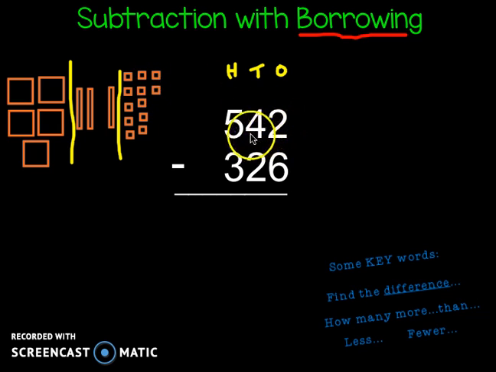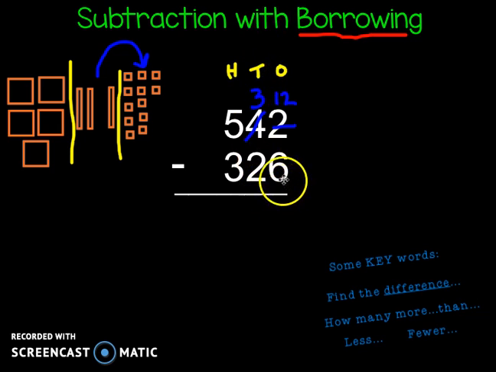I've got my 2 here. I'm going to borrow a 10 from my 4 tens. So now I have 3 tens left. See there? 1, 2, 3. And now I pulled my 10 over to my ones. And so instead of 2, I now have 12. 12 ones.